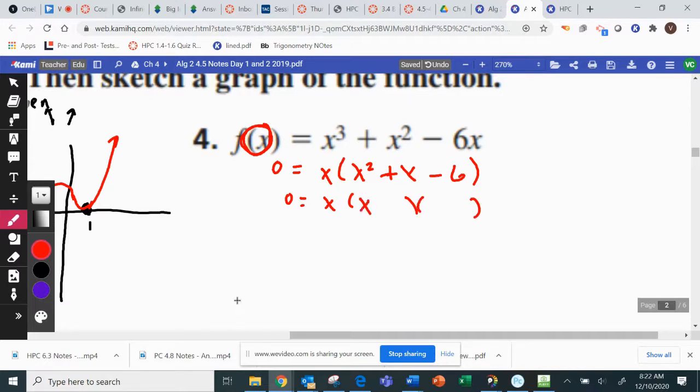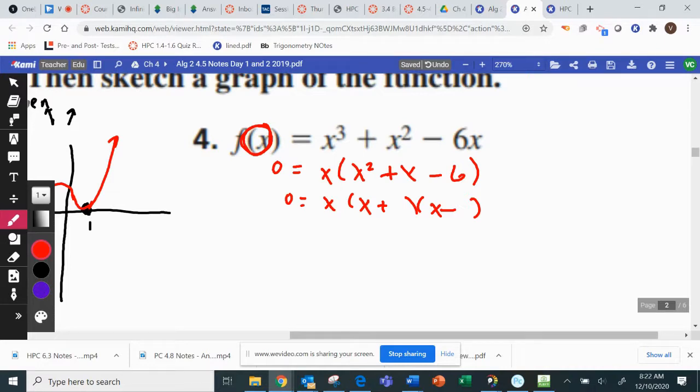So we have to factor that. It's going to be a plus and a minus sign. 6 could be 1 and 6 or 2 and 3. What should I use for this one? 1 and 6 or 2 and 3? 2 and 3. Which one should be positive, 2 or 3?